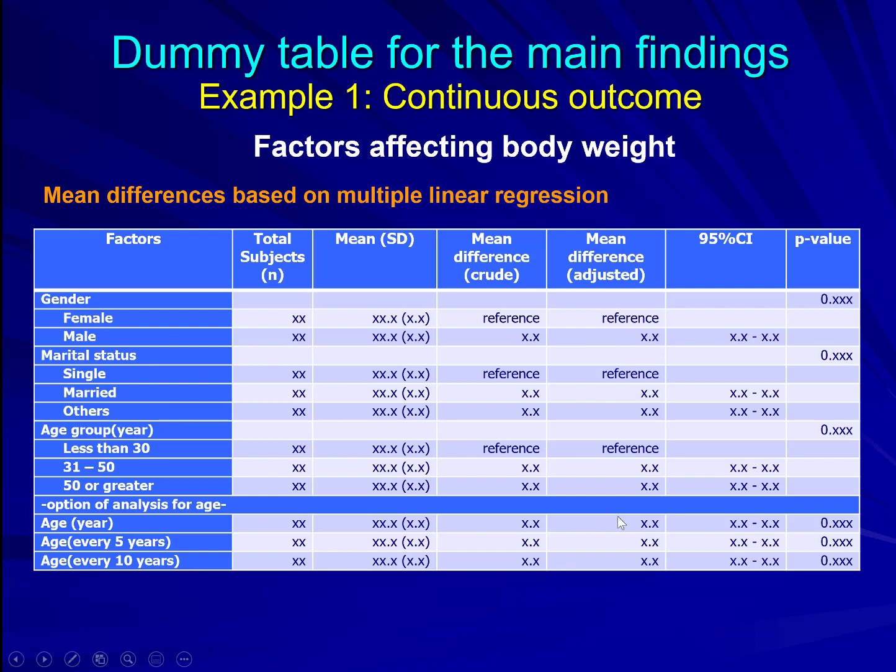unless you specify otherwise. If you handle something like this, this part could be just exploratory, not necessarily like this in real practice. And the 95% confidence interval for the adjusted mean difference, and the p-value. So these types of tables just illustrate how we present the data for the main findings of the research with a continuous outcome.